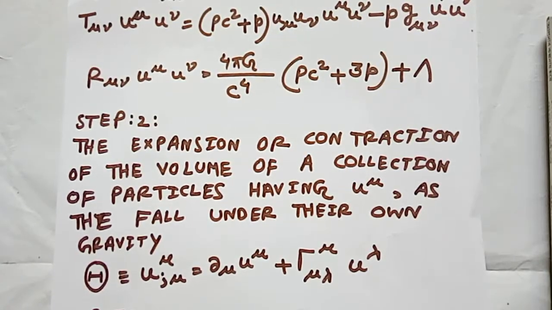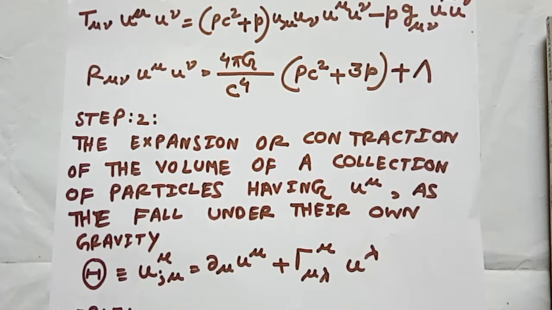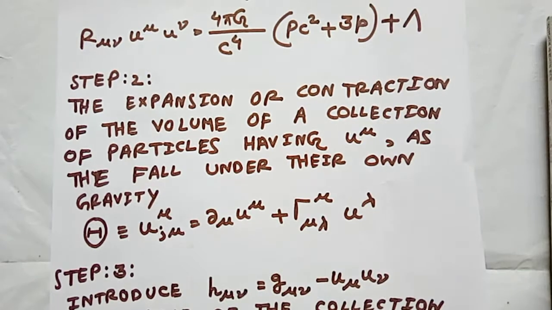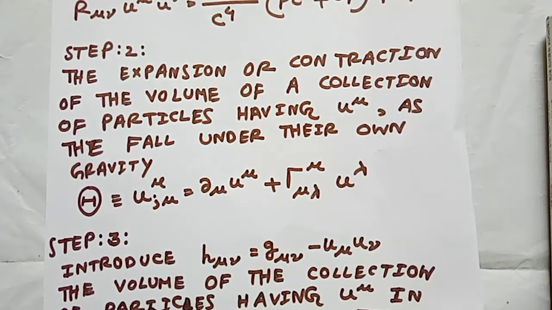The expansion or contraction of the volume of the collection of particles having u mu, as they fall under their own gravity, is characterized by the divergence of u mu. We have the capital theta. The capital theta equals the covariant derivative of u mu. Thus we have the covariant derivative of u mu equal to del mu u mu plus gamma mu mu lambda u lambda. Okay. This quantity is important, as will be seen.